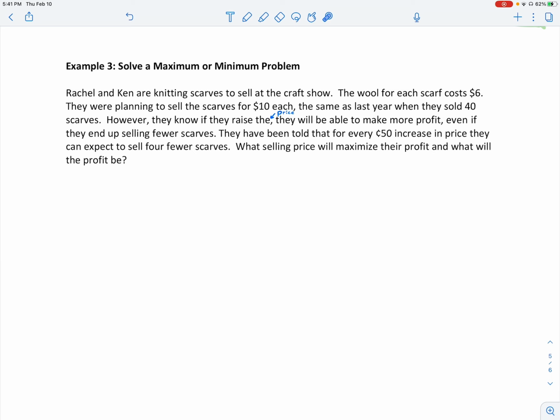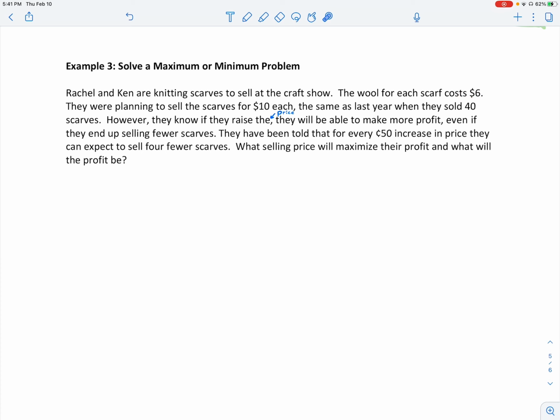Rachel and Ken are knitting scarves to sell at the craft show. The wool scarf costs $6. They were planning to sell the scarves for $40 each, the same as last year when they sold 40 scarves. So that's about a $4 profit per each scarf.